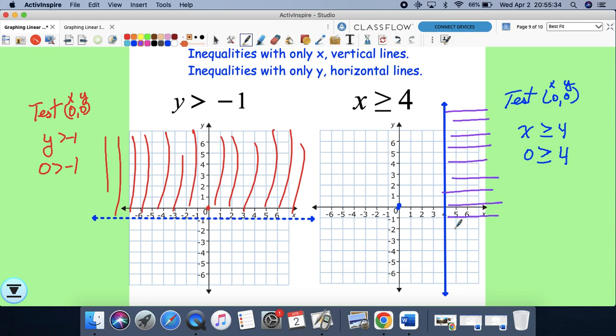Right? Those are the points. Any point on this side to the right of our line will have x values that are greater or equal to 4, including the points on the line. Okay, that's it.